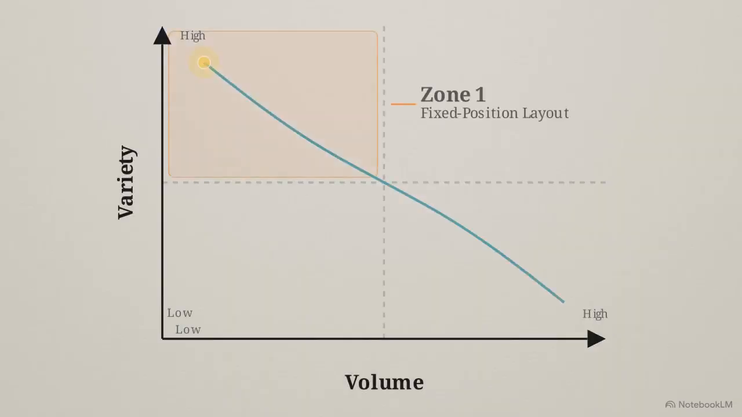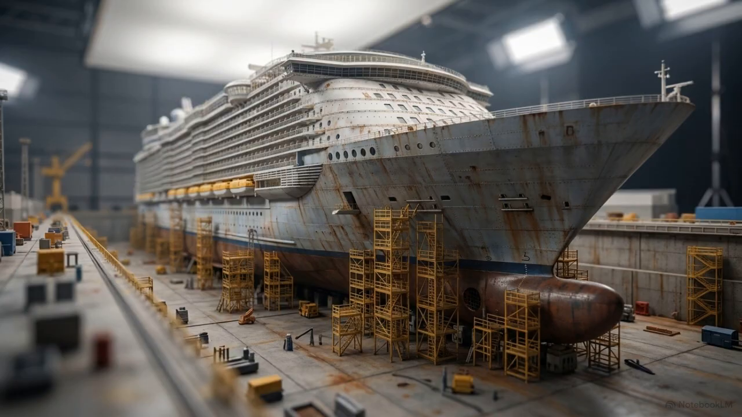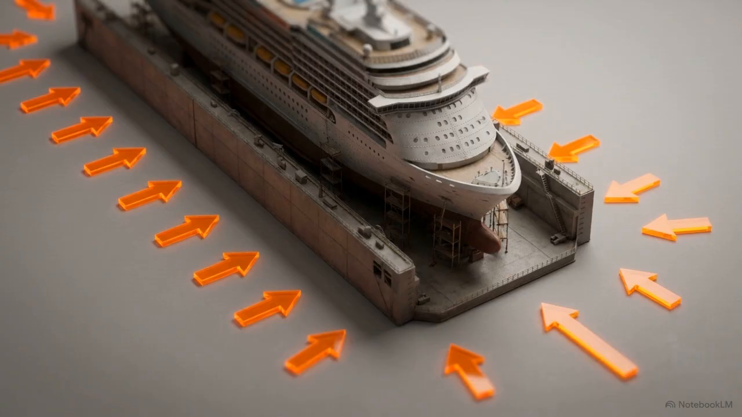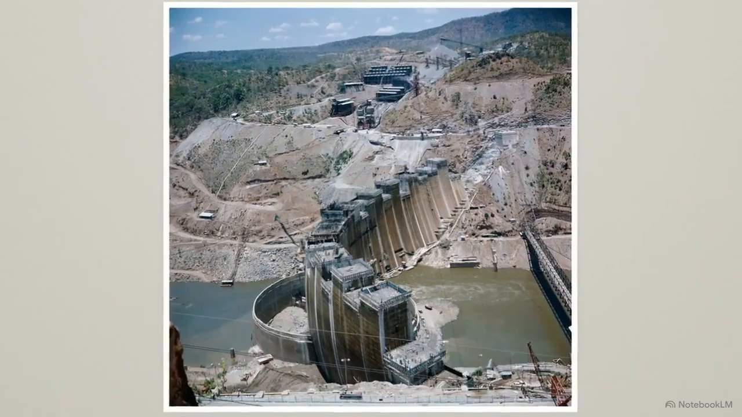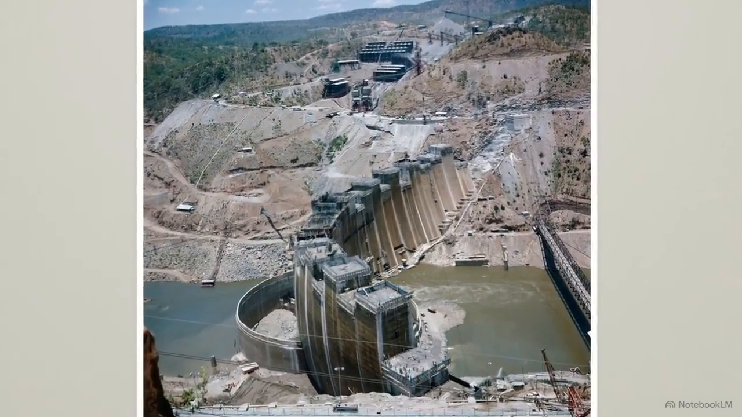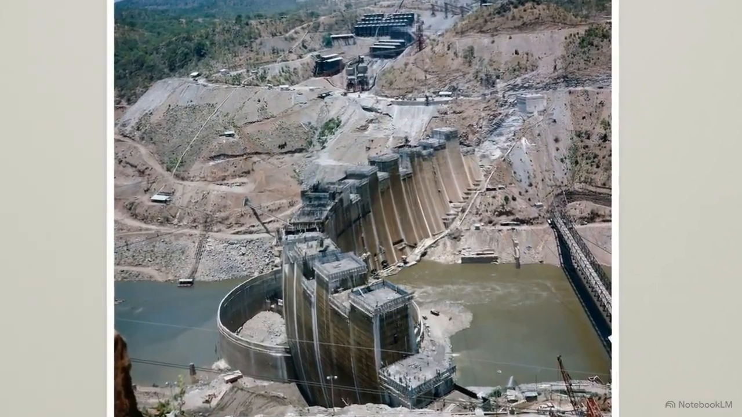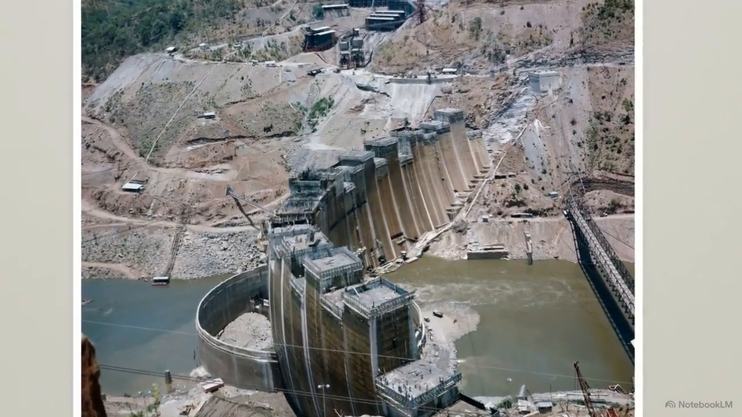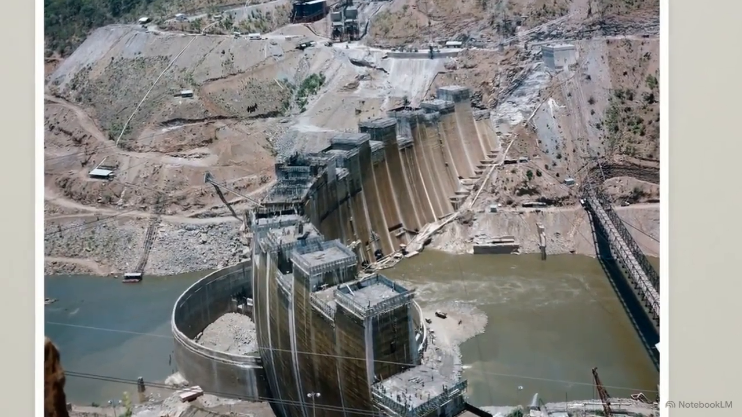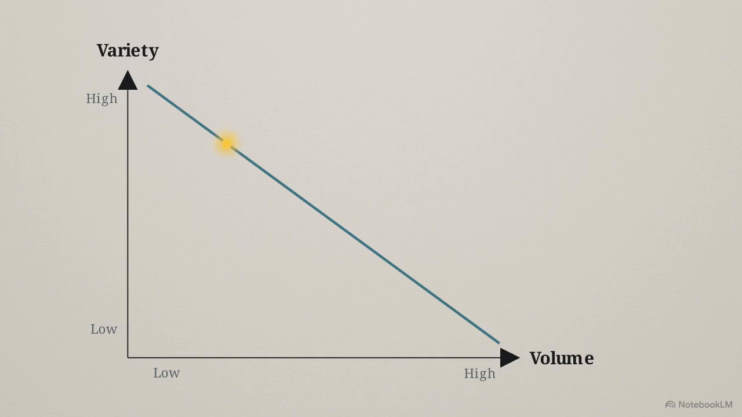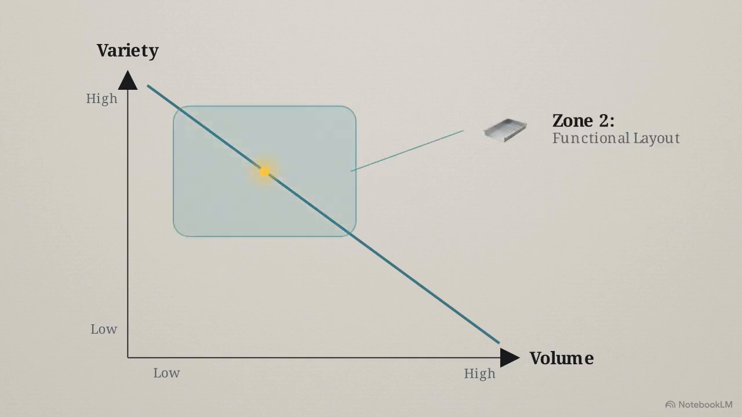At the top left of the matrix is Zone 1, the fixed position layout. This is used when the transformed resource is too massive, heavy, or delicate to move. Because the target is stationary, the spatial challenge reverses. All the transforming resources, the cranes, the concrete, and the specialized tradesmen, must dynamically flow to the site of the product. Moving down the curve brings us to Zone 2, the functional layout.